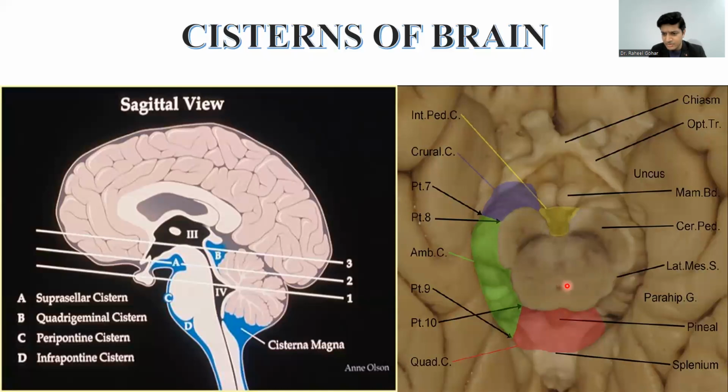In the center of the midbrain you can see this structure, this is known as the cerebral aqueduct, which I have already discussed, which is connecting the third ventricle with the fourth ventricle.